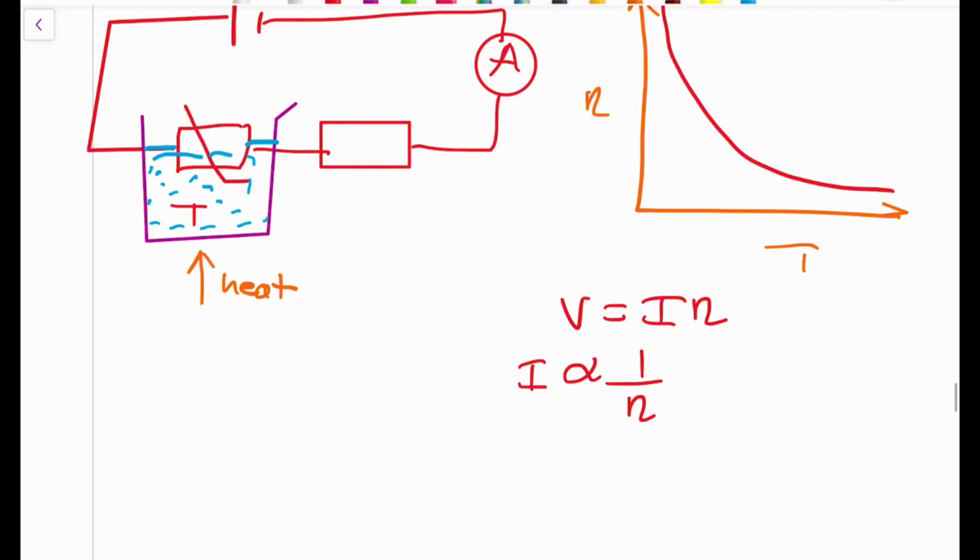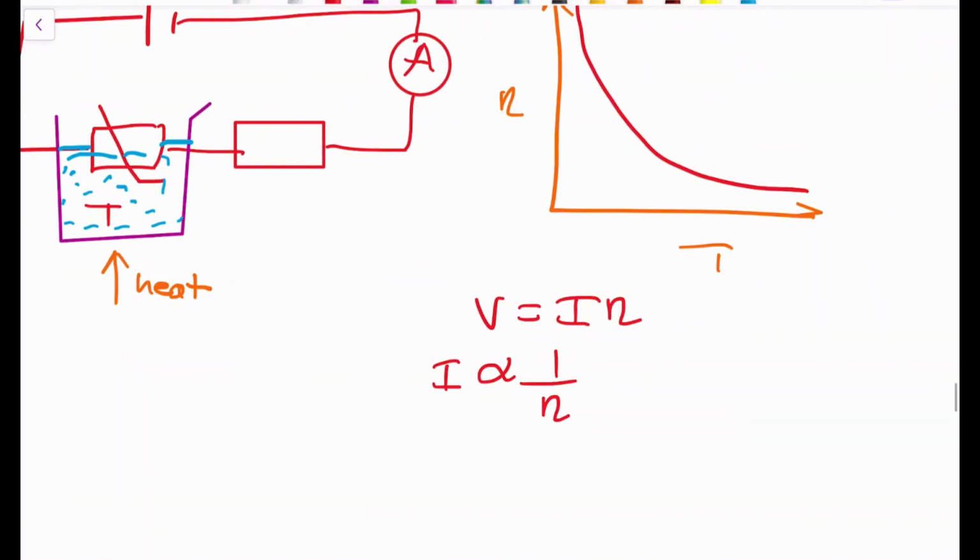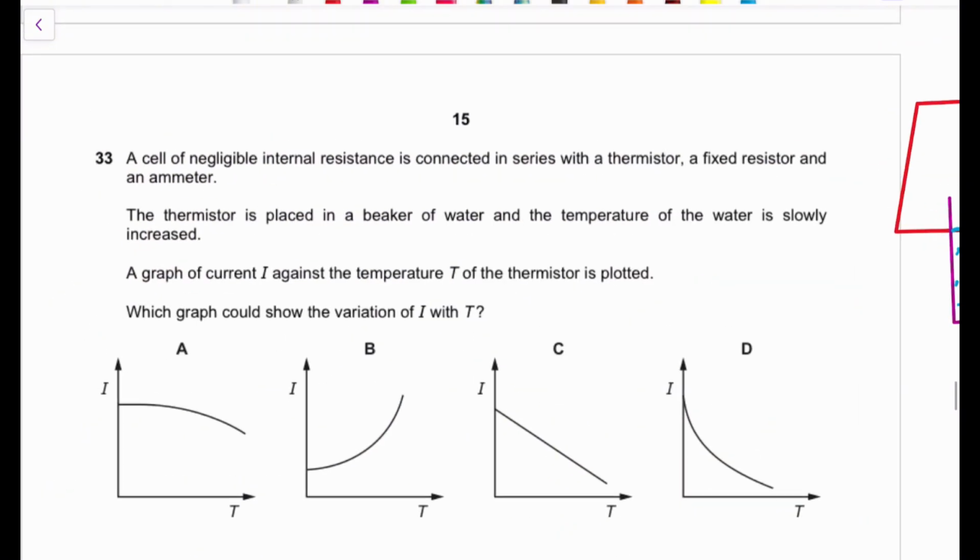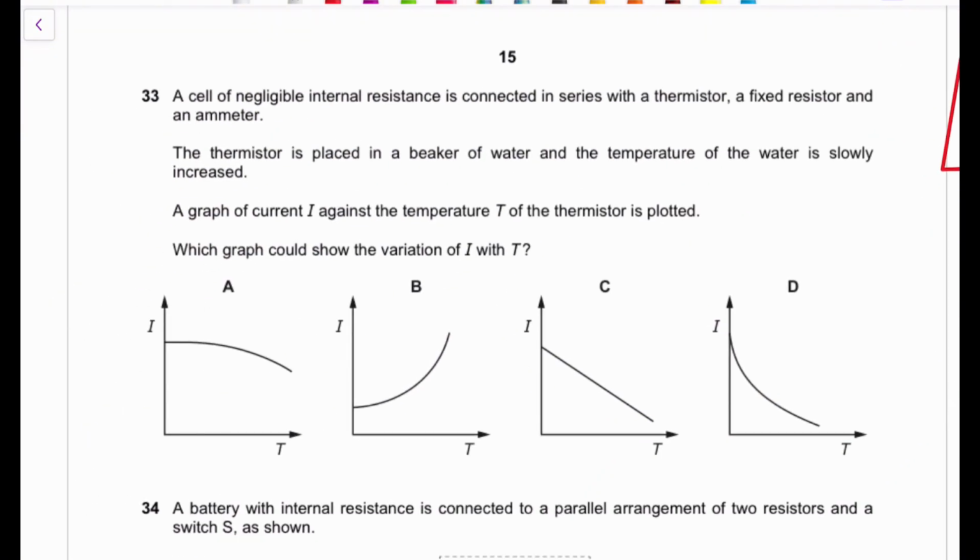So as temperature increases, the resistance is decreasing, which basically means that your current needs to be increasing. So where is current increasing? It's only in B. This is decreasing, that is decreasing. So the only answer is going to be B. Very important.